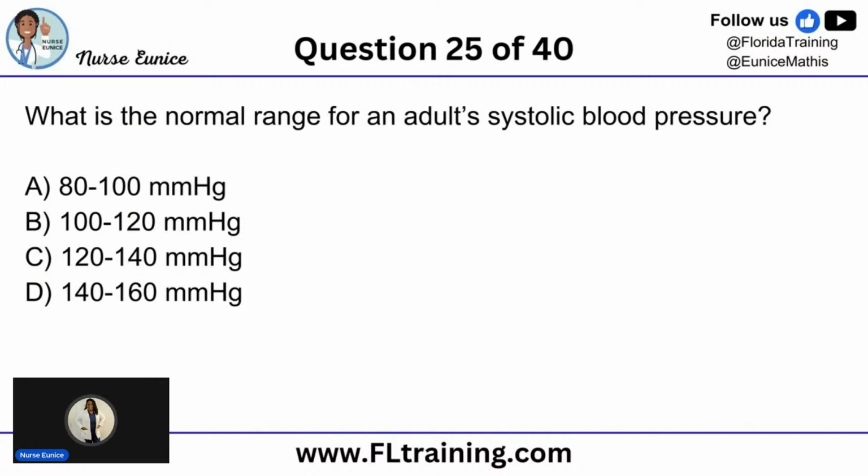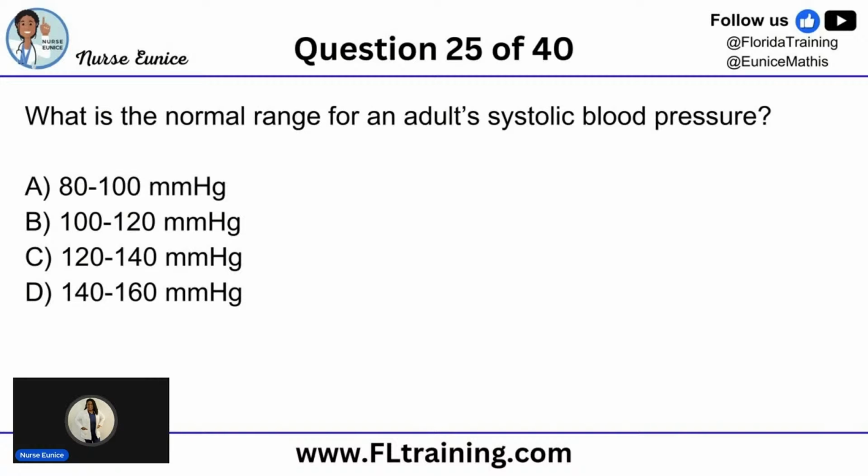Question 25. Let's see if you remember. What is the normal range for an adult's systolic blood pressure, the top number? Is it 80 to 100, 100 to 120, 120 to 140, or 140 to 160? And this is based off of current standards. So no, I did not put 100 to 140.